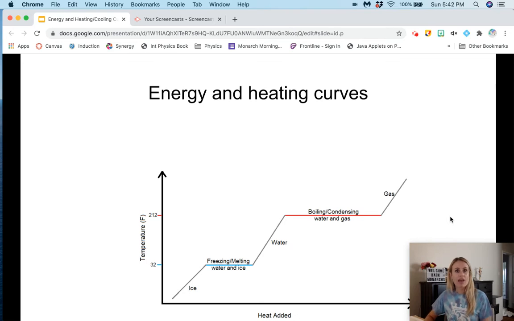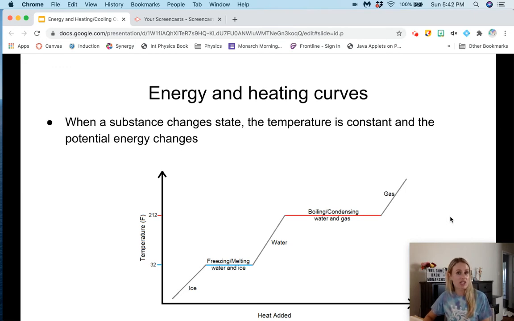Because remember, the solid had the highest intermolecular forces, the liquid had a lower attraction between molecules, and then the gas had the lowest attraction between molecules. So the potential energy there is changing. So when a substance changes state, the temperature is constant and the potential energy changes.